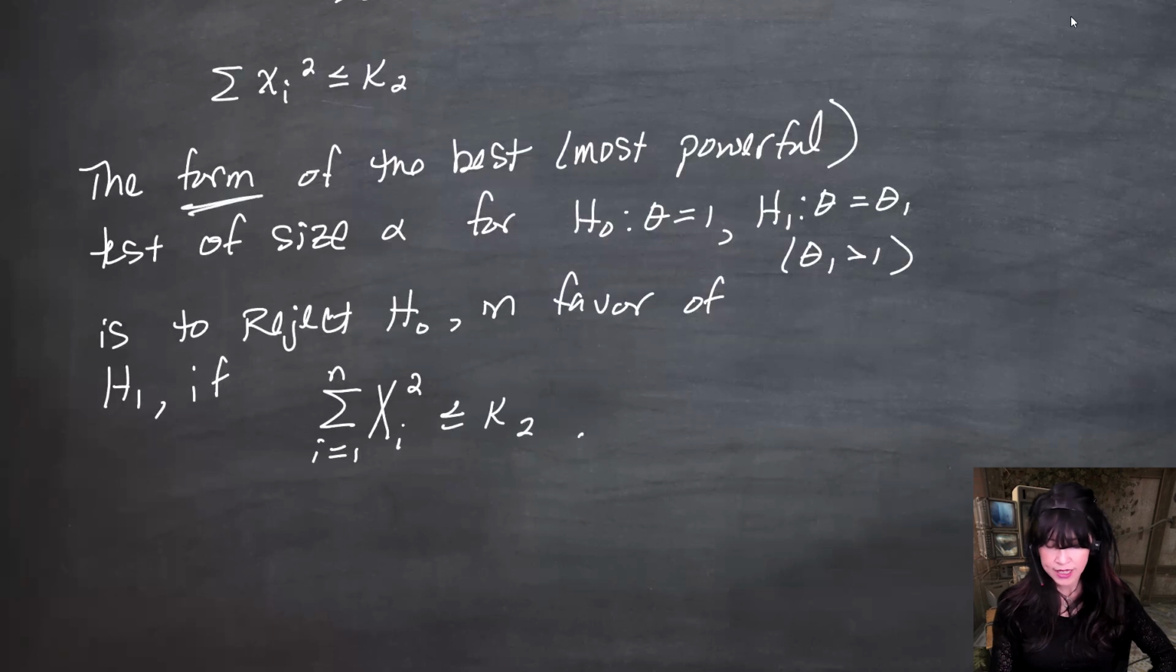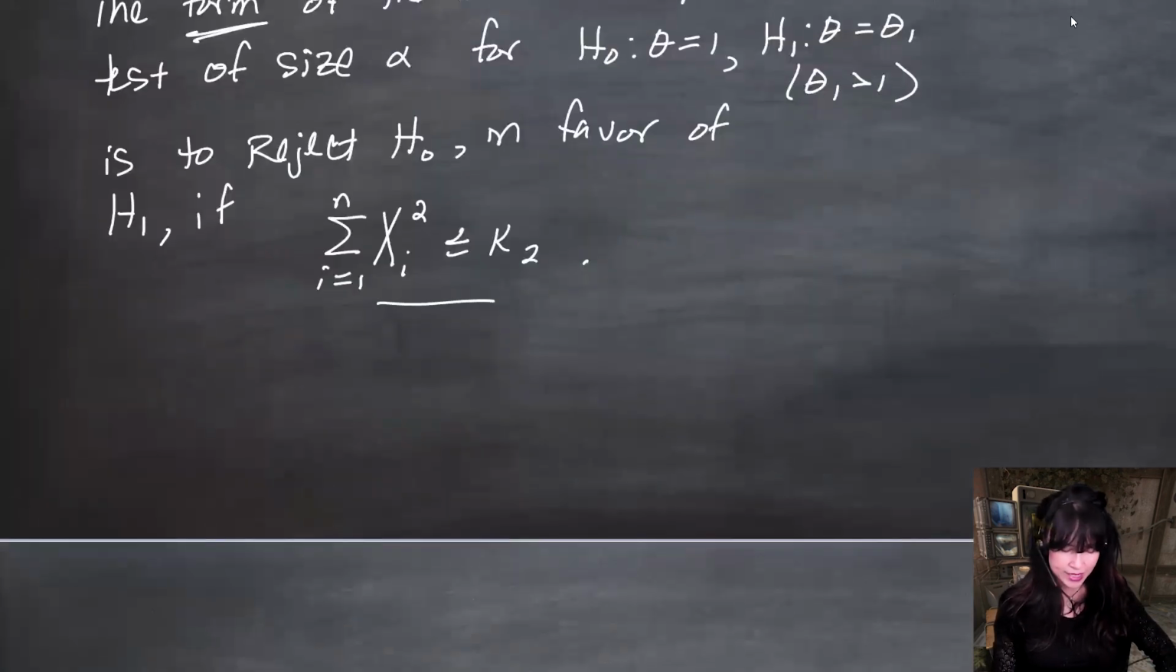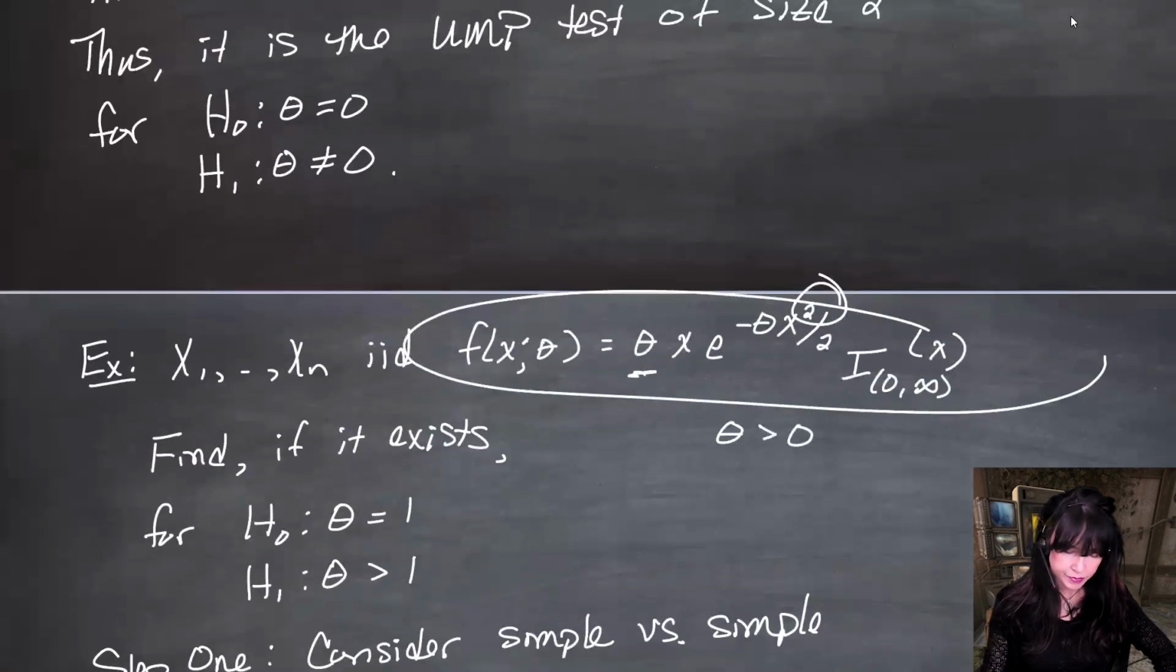The form of the test, that's enough, but I want to find k2. So I want to find the actual test. That was the instructions given at the original top of the problem. So we're still in step 1, but I want to find k2. Let me go grab this PDF.